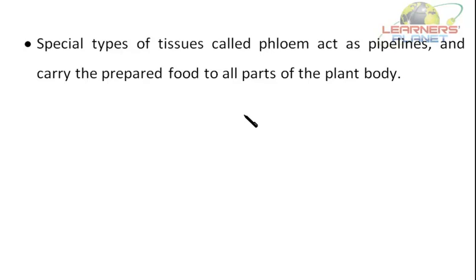So how does the plant balance the loss of water with its requirement for carbon in photosynthesis? Basically, guard cells control the size of the stomatal openings and thus regulate gas and water exchange, right? So remember that stomata play a very important role over here. And guard cells also play a very important role.